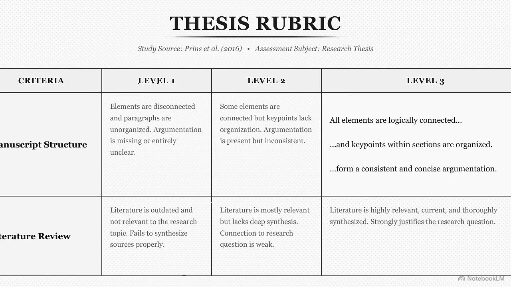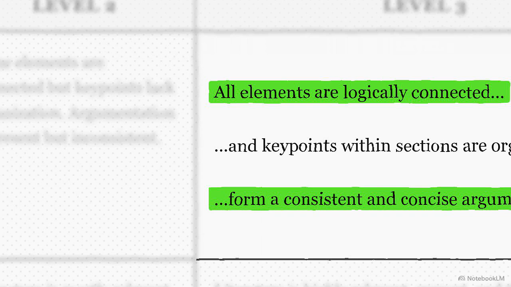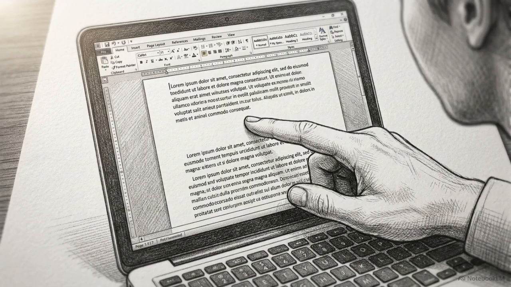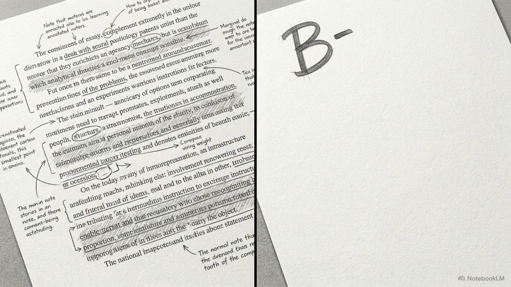Contrast that with a thesis rubric from a 2016 study by Prince and colleagues. Under manuscript structure, the rubric specifies that all elements are logically connected and form a consistent and concise argumentation. This provides a specific blueprint. A student can use this description to monitor their own writing, checking their draft for logical connections and consistent arguments. Descriptive language provides the information needed to correct a draft. Evaluative language simply provides a grade.